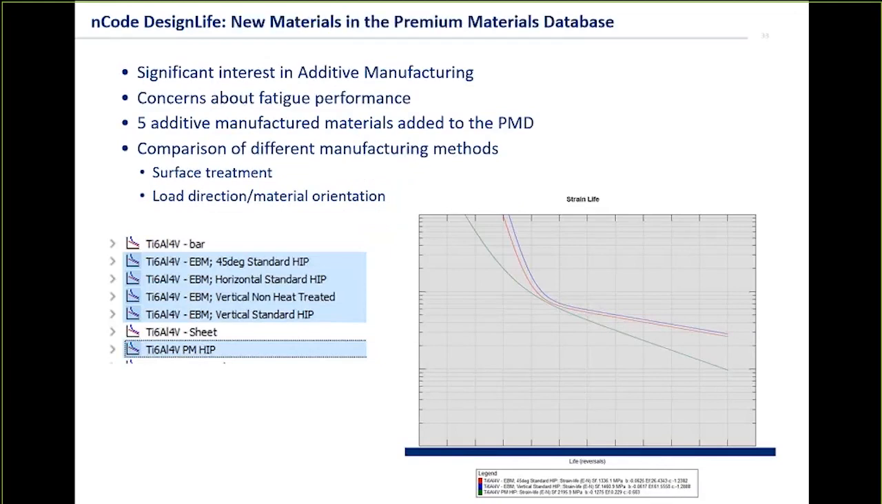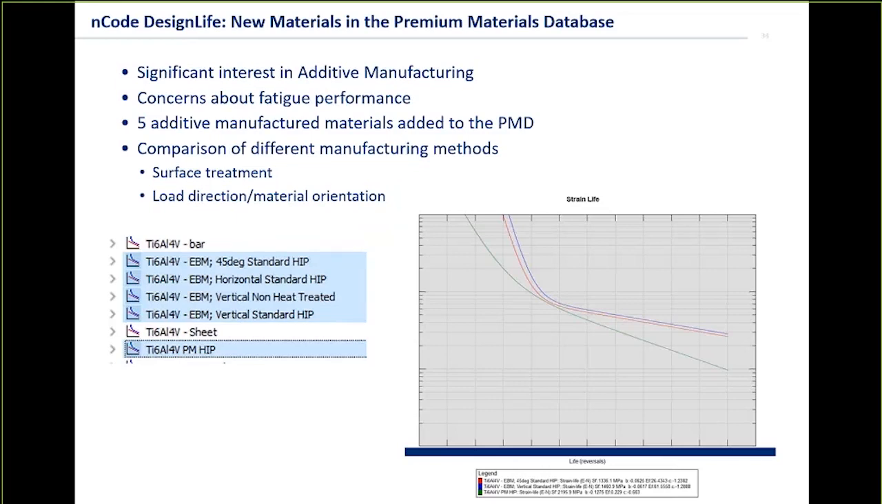Next thing to mention is some new materials in the Premium Materials database. You may or may not know the Premium Materials database is an extra database we supply that is licensed to users of the token system for our licensing. So it's available to all those users. Currently there are over 100 material datasets in that database.